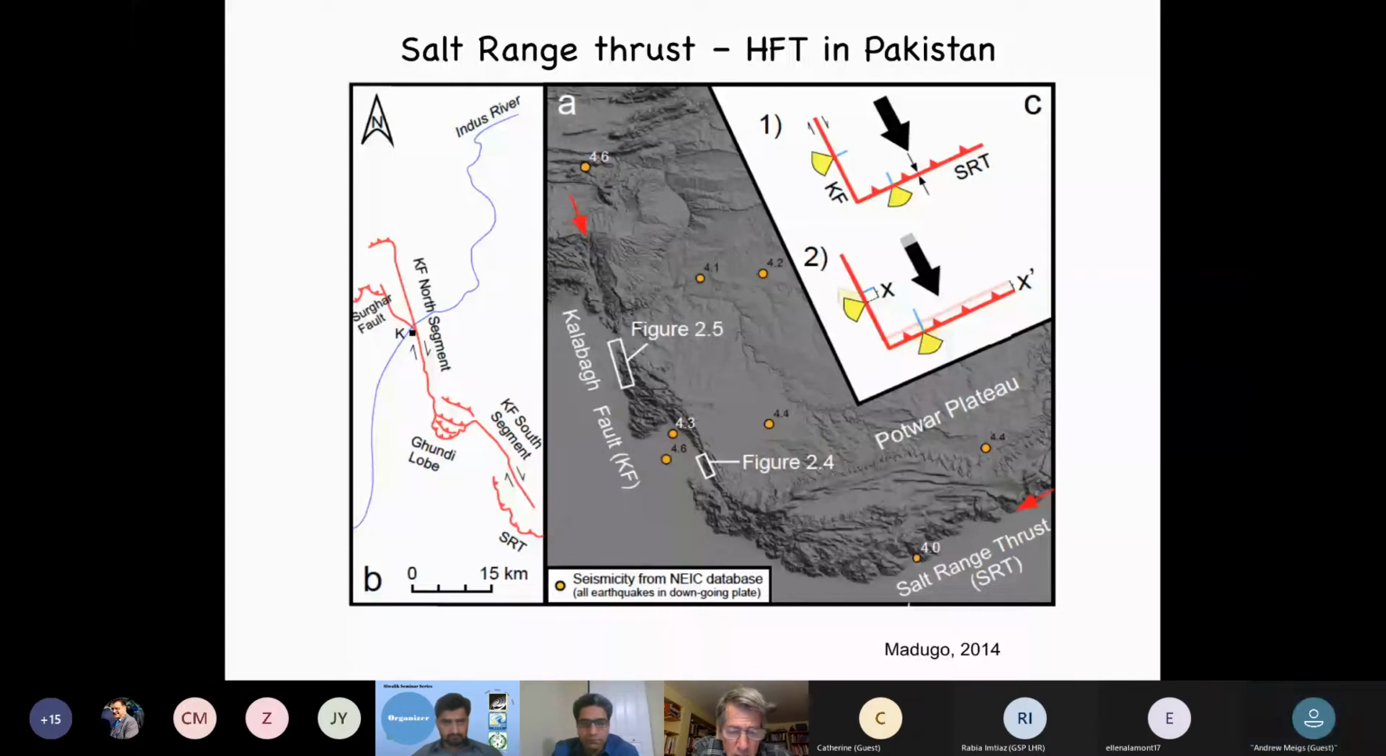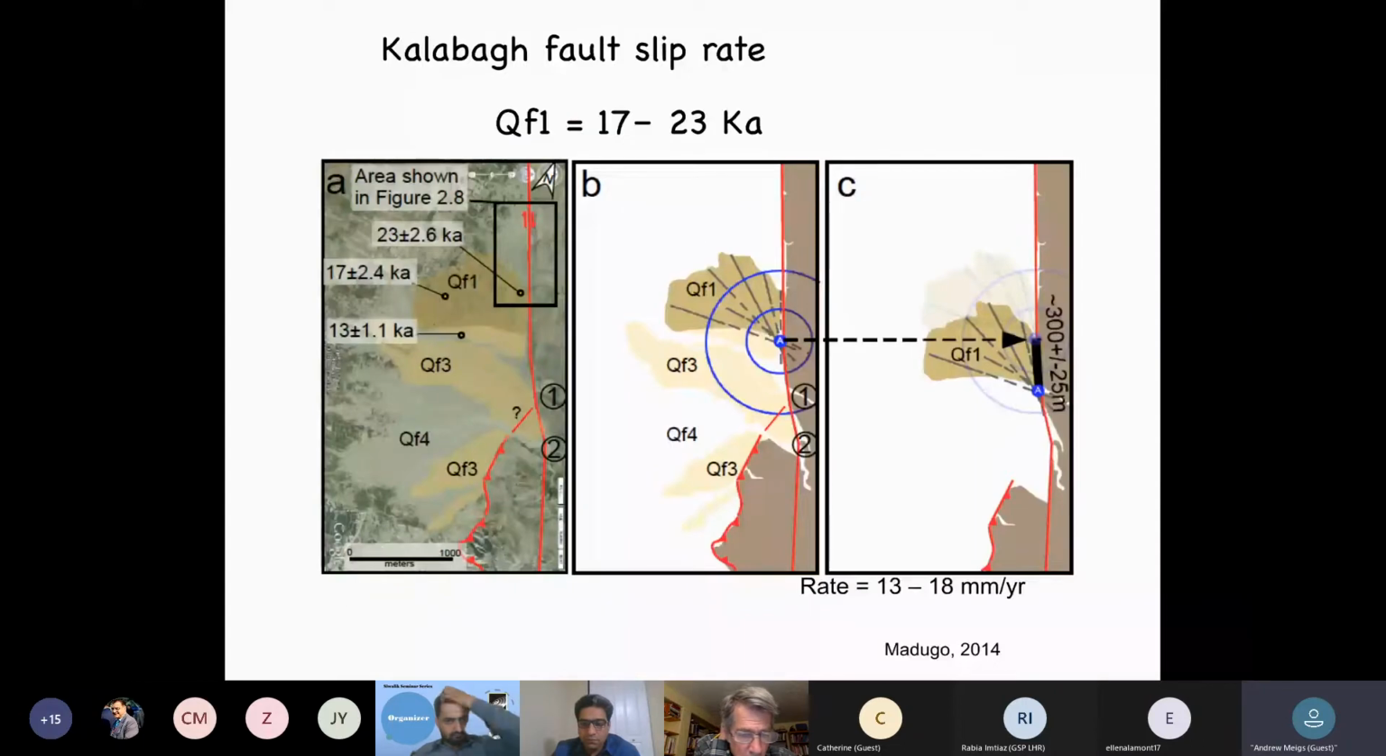Chris, and I think in part because he had a long and very successful career as a consultant working on strikes of faults, realized that the earthquake record for the salt range is not at the front, but is on the Kalabog fault. Because if this kinematic model is correct, every time the salt range moves south, there should be shear along the Kalabog fault margin. And thus, if you look in detail, as we're going to shortly, at the geomorphology across the Kalabog fault, you can find good evidence for lateral slip along the fault.